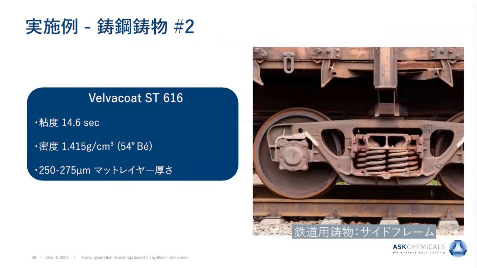The other case study I would like to show you is a rail wagon casting. It is a side frame and the bolster. Here we applied the Velvacoat ST616 with a viscosity of 14.6 seconds, and we achieved 250 to 275 matte layer thickness. And the casting results are good.